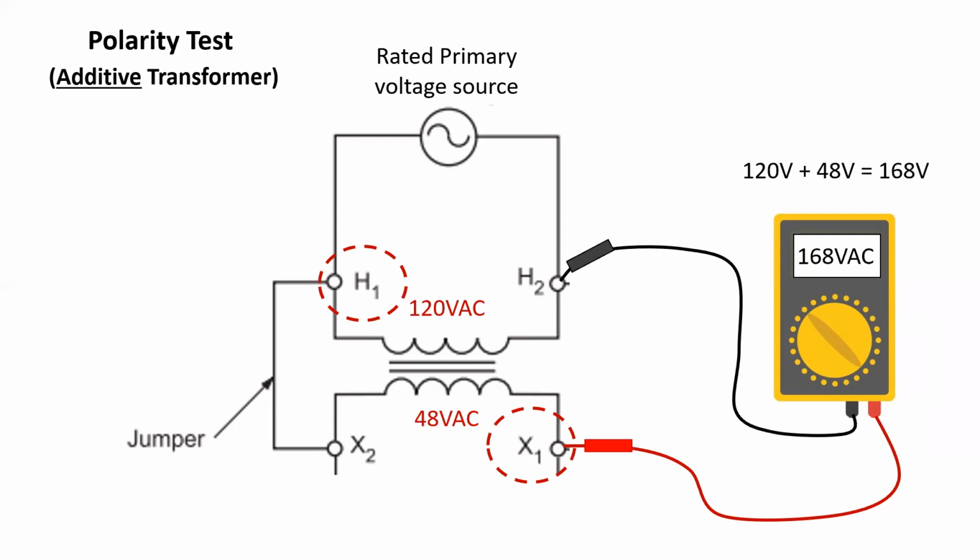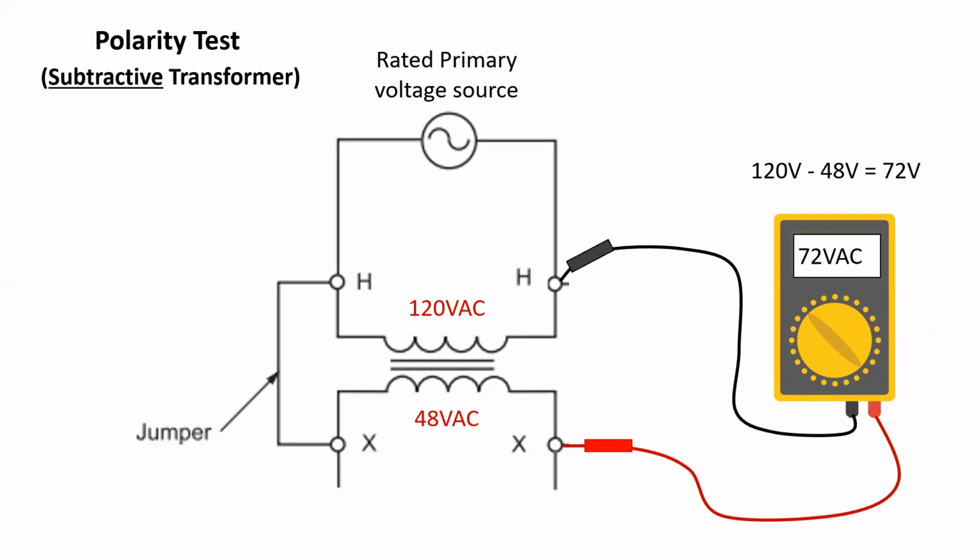And we would know that the terminals should be identified as such. It's always going to be diagonal: for an additive wound transformer, X1 is located diagonally from H1. If we took the same test on a different transformer, and instead what we measured was 72 volts AC, this would tell us that we are dealing with a subtractive wound transformer, and that the terminal locations H1 and X1 are actually parallel to one another. Here.